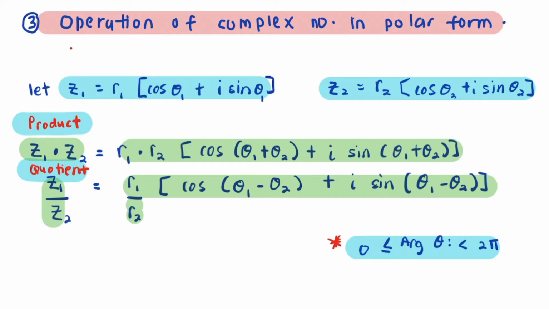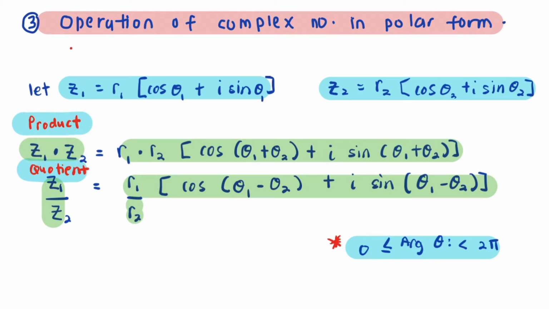Now let's see the first and second formulas, which are multiply and divide. Let's say you have two complex numbers in polar form. Z1 is equal to r1 (cos theta 1 plus i sin theta 1), and for the second one, let's name it Z2 equal to r2 (cos theta 2 plus i sin theta 2). Now let's look at the operation we want to do. We want to find the product of two complex numbers.